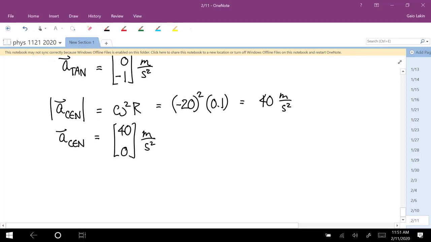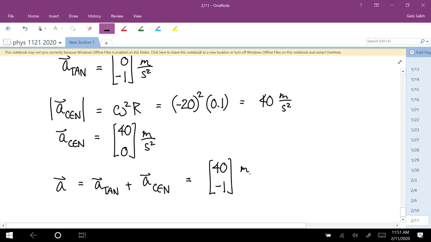And so now the total acceleration is the tangential plus the centripetal vector. And if you add those two together, you get 40, negative 1 meters per second squared.